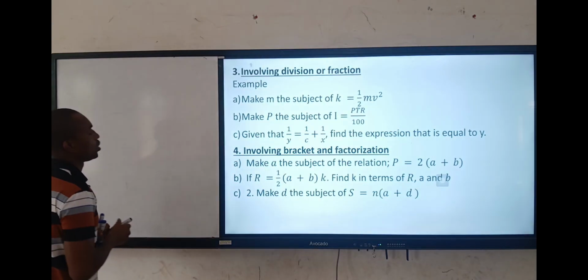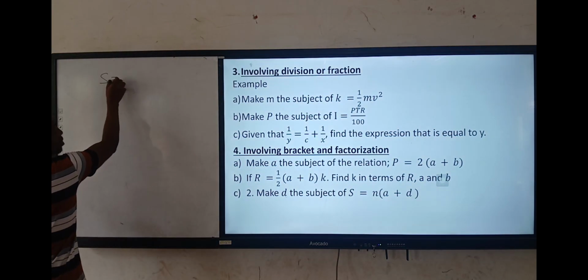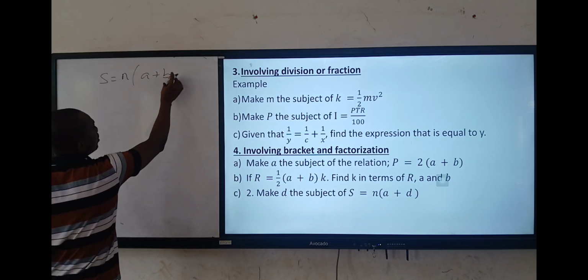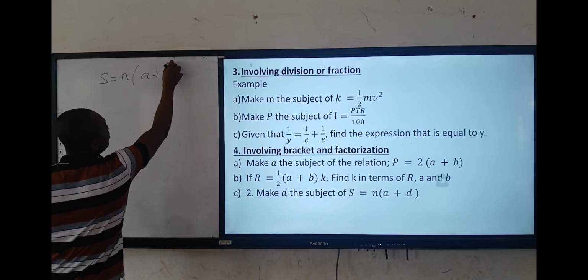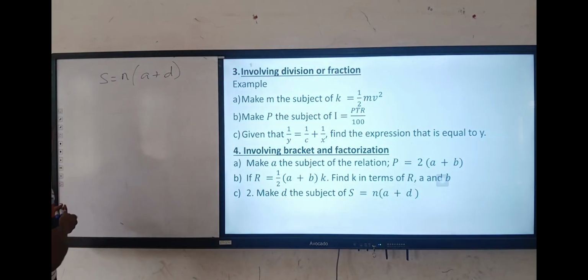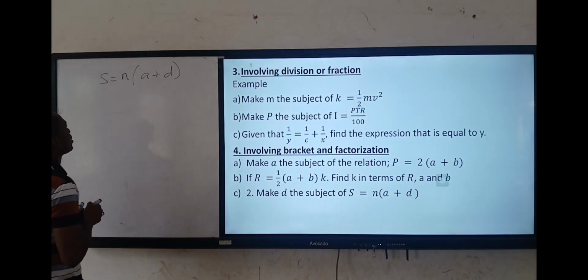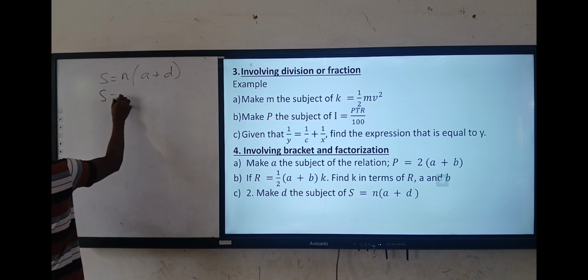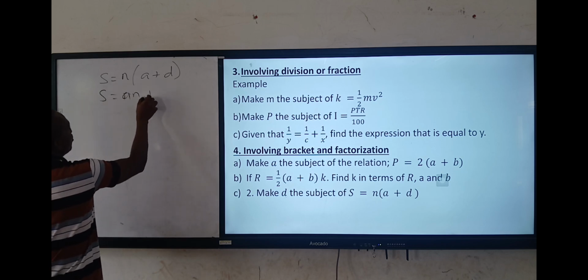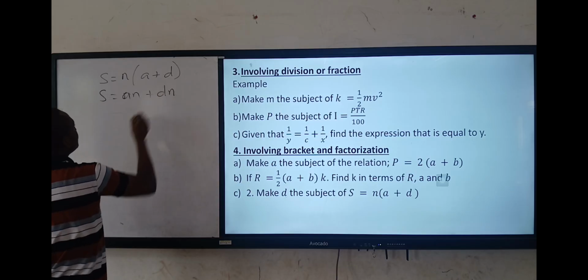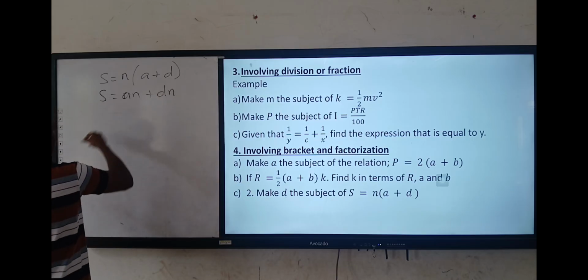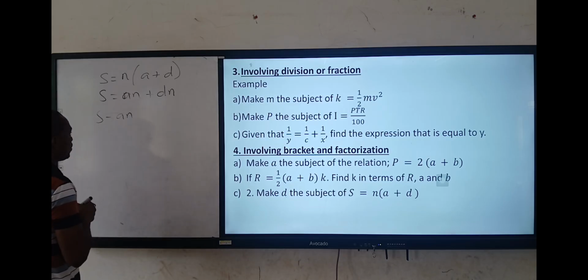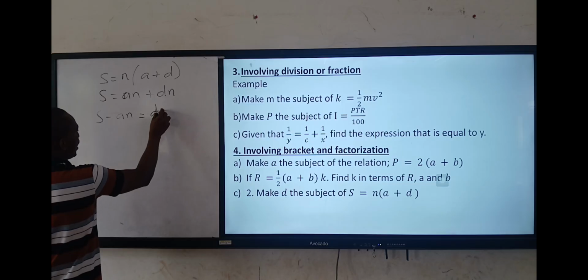C. So when you take C, you say that S is equal to N in the bracket, A plus D. Then we want D to be the subject. We want D to be the subject. So it means I multiply the N by what is in the bracket here. So you get S to be equal to AN plus DN. So you want D the subject. So you move this one to this side. So S minus AN, change the positive, become negative, equal to DN.